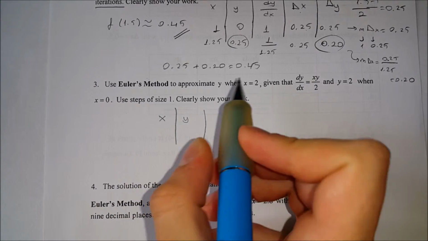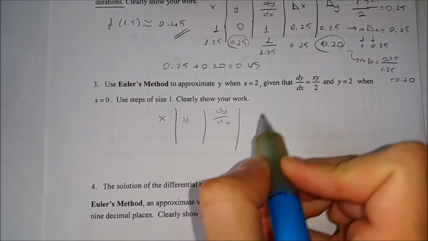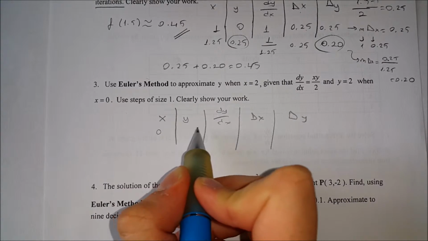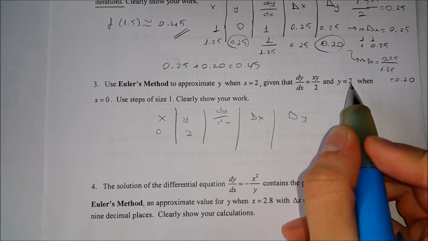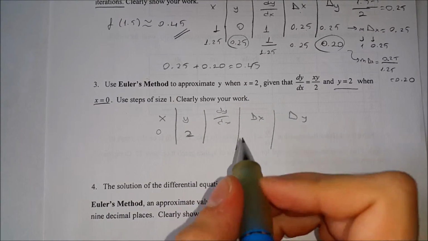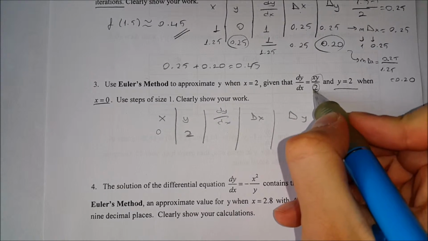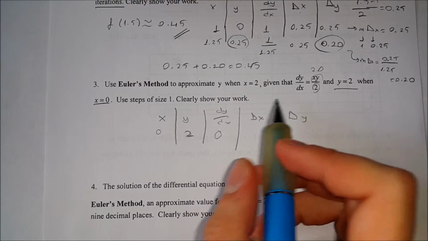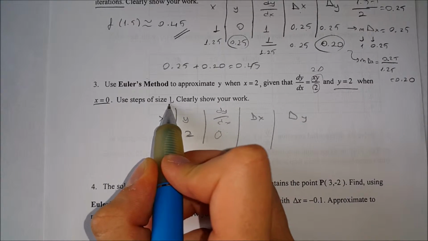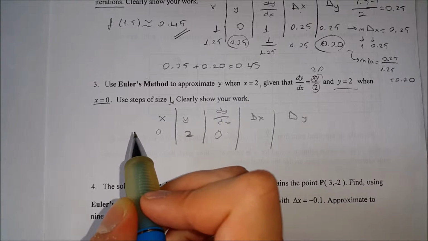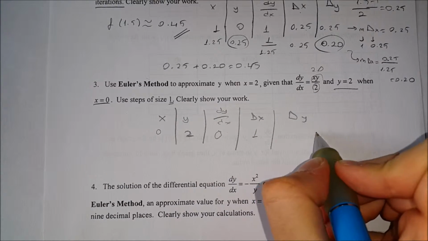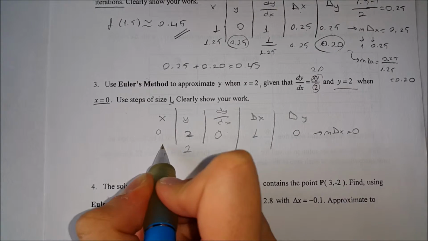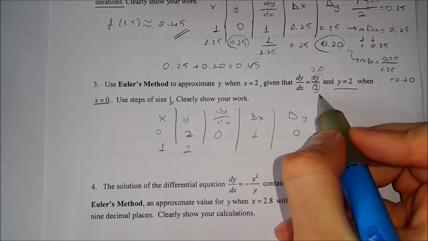Again, we will have our values of x and y, and then dy over dx, delta x, and delta y, which is equal to slope times delta x. So our x and y values are as given, when x is 0, y is 2. So our dy over dx would be xy over 2, which is equal to 0 in this case. Then our delta x is, we're trying to get from 0 to 2 with step sizes of 1. So the size of our step is already given, so delta x will always be 1. And then the slope times delta x is 0, which is delta y.